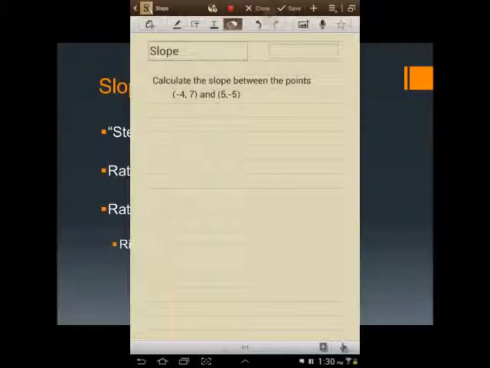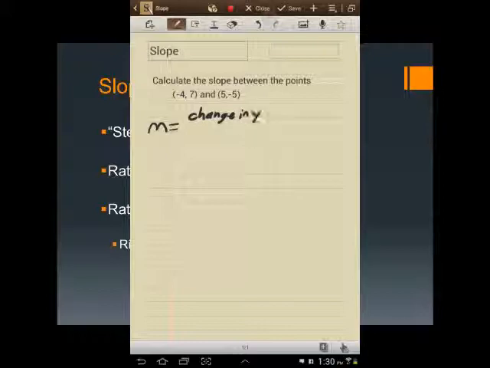All right, so we want to calculate the slope between 2 points, (-4, 7) and (5, -5). So remember that slope uses an m, for some reason. I don't really know why, but probably the term for slope started with an m in some other language, probably German. Regardless, m is slope. So we need to do the change in y over the change in x.